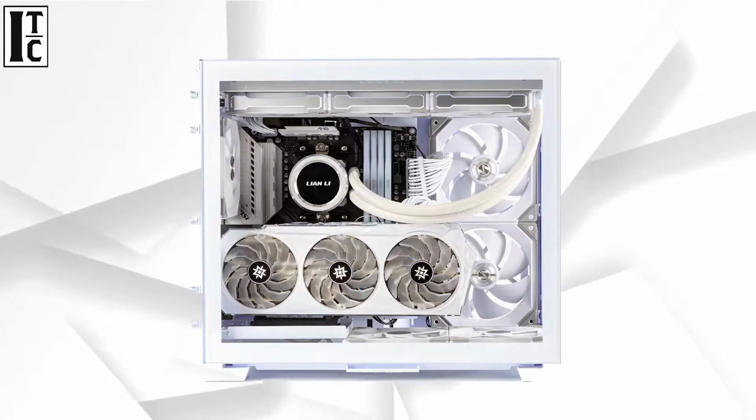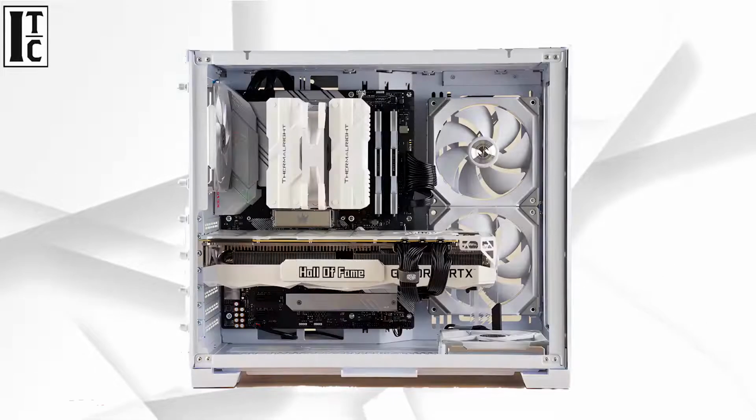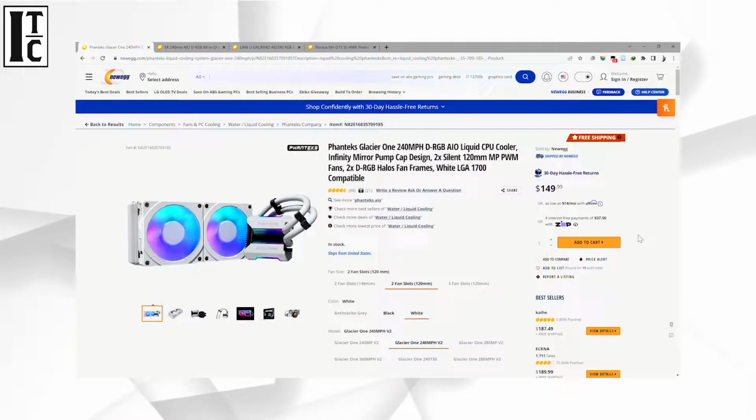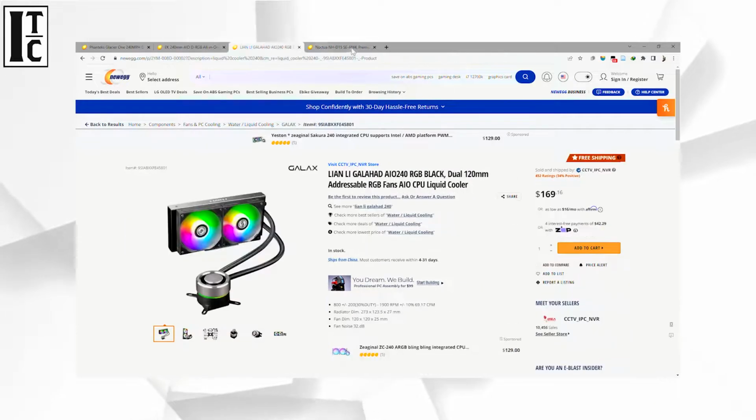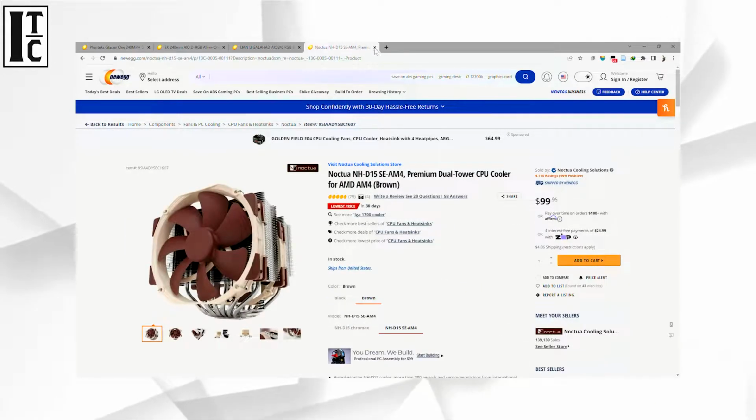A liquid cooler's installation is more flexible compared to that of an air cooler. But at the same time, the price of a liquid cooler is often higher than that of an air cooler of the same performance. Which cooler to choose really depends on your budget and needs.